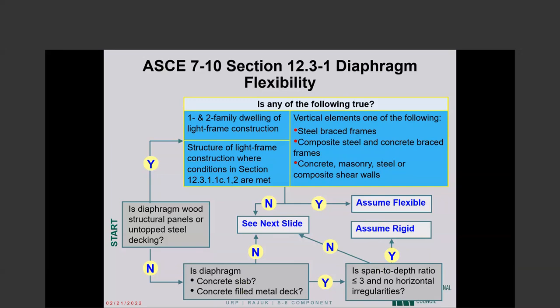Okay. So this chart of prescriptively flexible diaphragms and prescriptively rigid diaphragms, I submit to you, is extremely, extremely important in the scheme of things. When you do design using ASCE 7, this is something you will need to figure out.